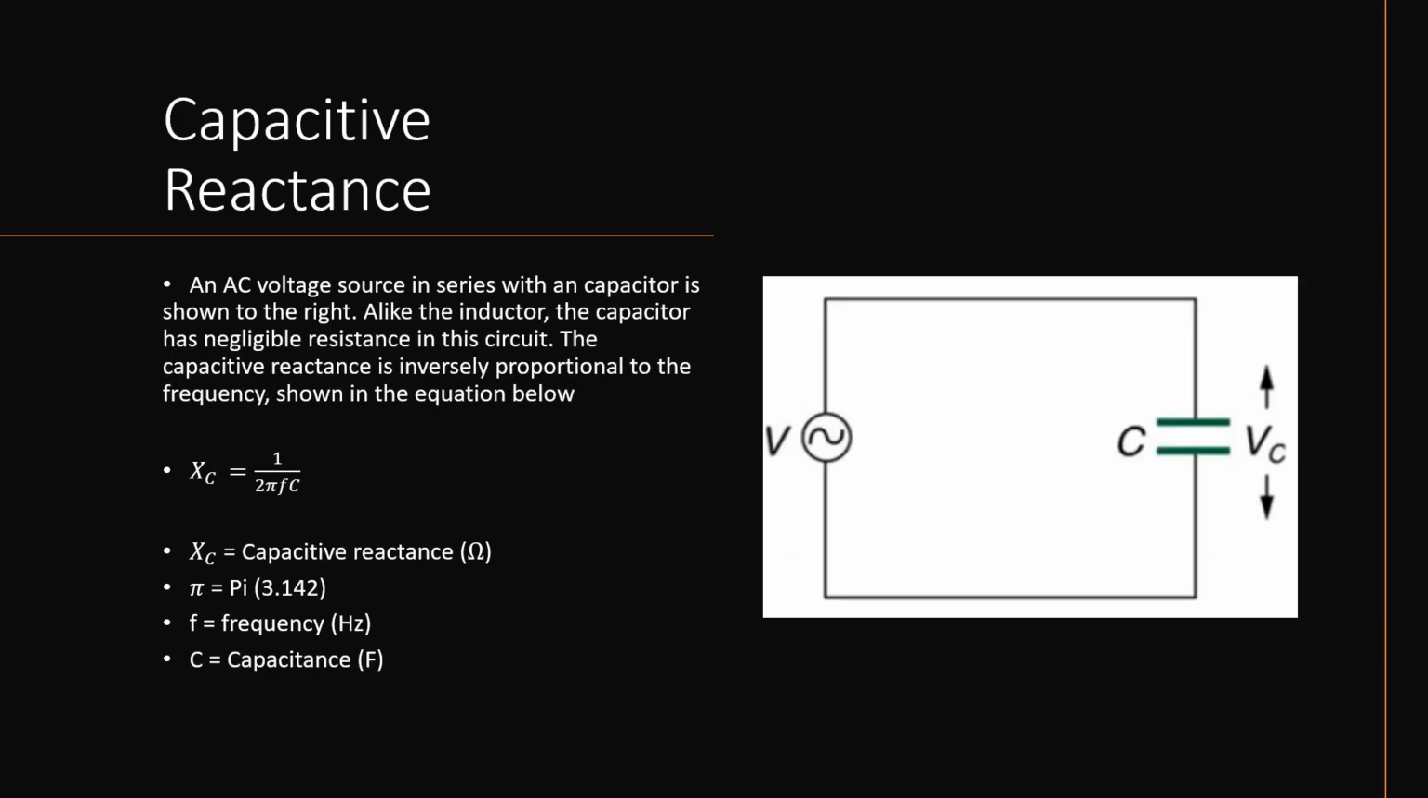Capacitive reactance. When an AC voltage source is in series with a capacitor, the capacitor also has negligible resistance in the circuit. The capacitive reactance is inversely proportional to the frequency, shown in the equation below, where Xc equals 1 over 2 pi FC, where F is frequency in hertz and C is capacitance in farads.